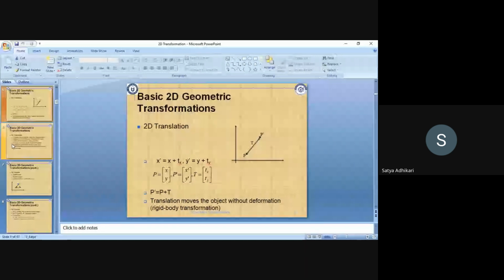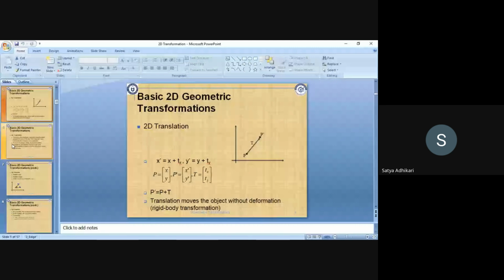P to P dash. You see here the new location X dash is nothing but X plus Tx. What is Tx? Tx is the translation value along the X axis, and Y dash is equal to Y plus Ty. That is Y plus Ty, where Ty is the translation value along the Y axis.